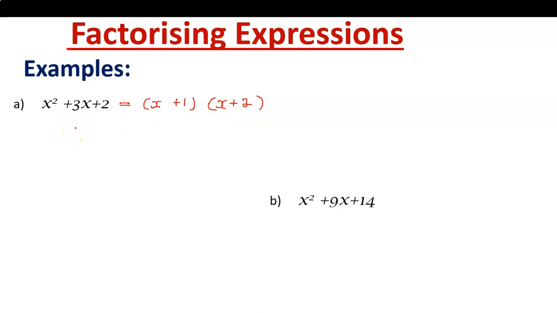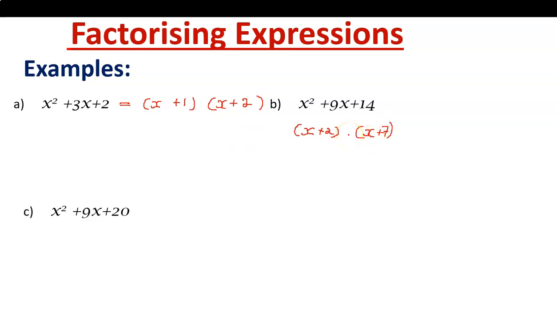Okay, let me take another example now. Here we are. So open a bracket, write down x, open another bracket, write down x. Two numbers that, when you times them, give you 14, and when you add them, give you 9. Those two numbers are 2 and 7. So 2 there and 7. It doesn't matter what order, because if you times two numbers, the order doesn't matter.